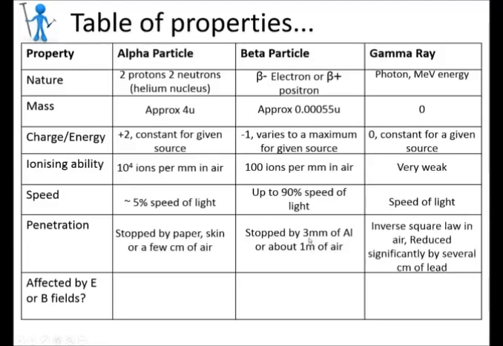It's reduced significantly by several centimetres of lead. And these properties again give you a hint as to the physical properties of the individual radiation. Obviously alpha's larger particles, so they're not very good at getting through things. Are they affected by electrical magnetic fields? Yes, they are. Both beta particles, yes, they are, and they're in the opposite direction to alpha, and more so because they are lighter. The gamma radiation, they're not affected by either electrical or magnetic because there's no charge.